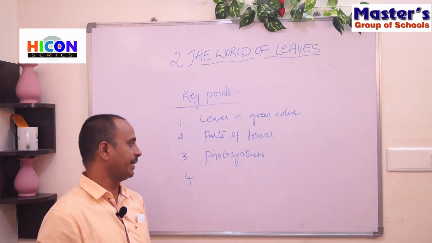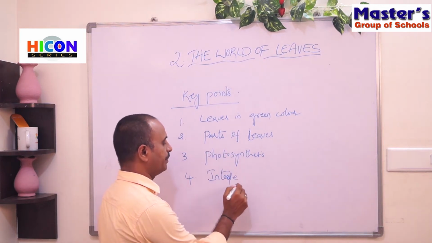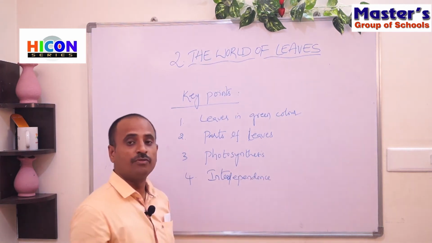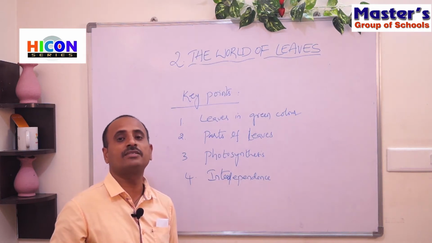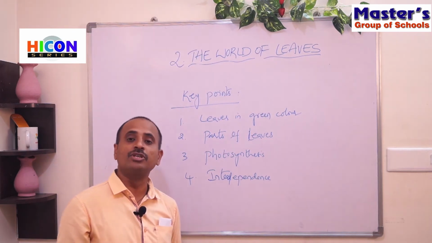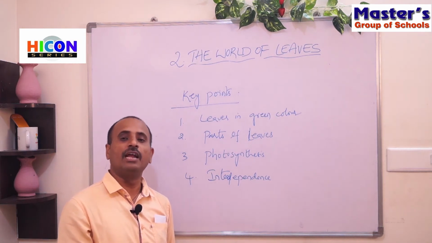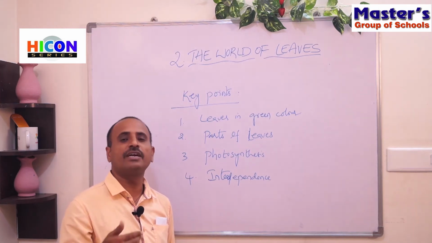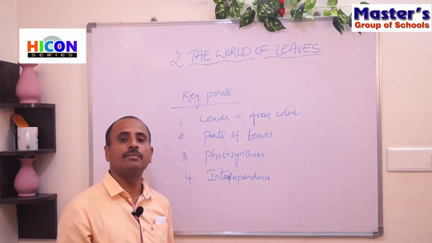And another one is the interdependence between plants and animals. Here plants and animals are both dependent upon each other. Why? Because plants give food and oxygen for the animals, and animals give carbon dioxide for the plants. The carbon dioxide given out by the animals is used by the plants for preparing food, and the oxygen given out by the plants is helpful for the animals for their survival. Also plants give food like fruits and vegetables for the animals. In this way, both plants and animals are interdependent upon each other.